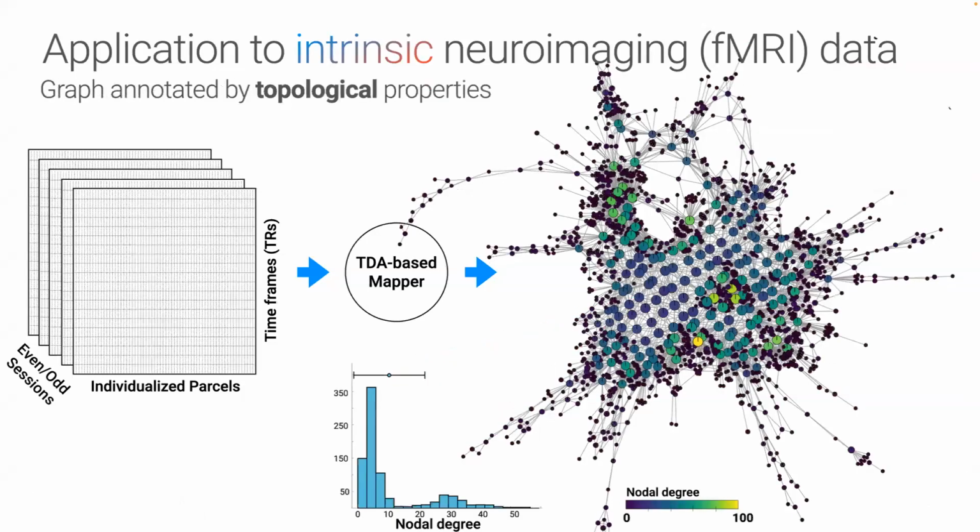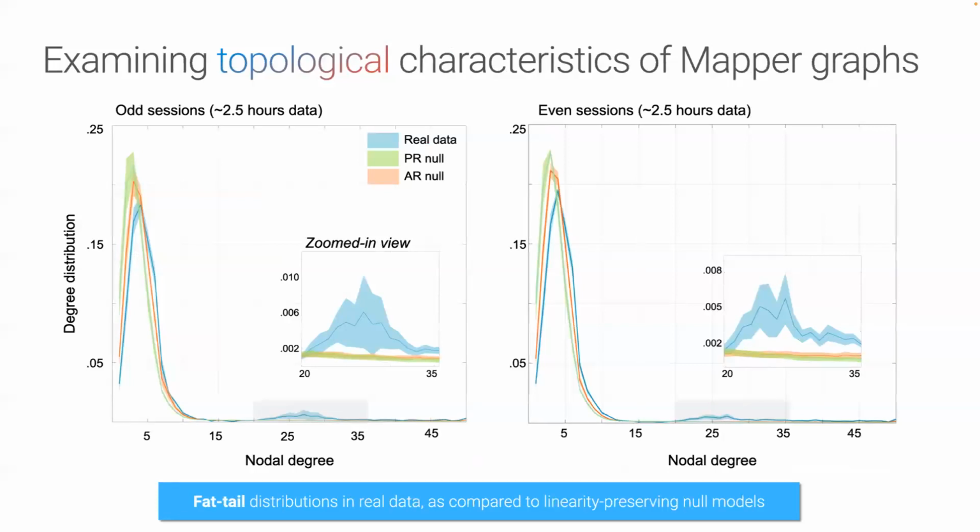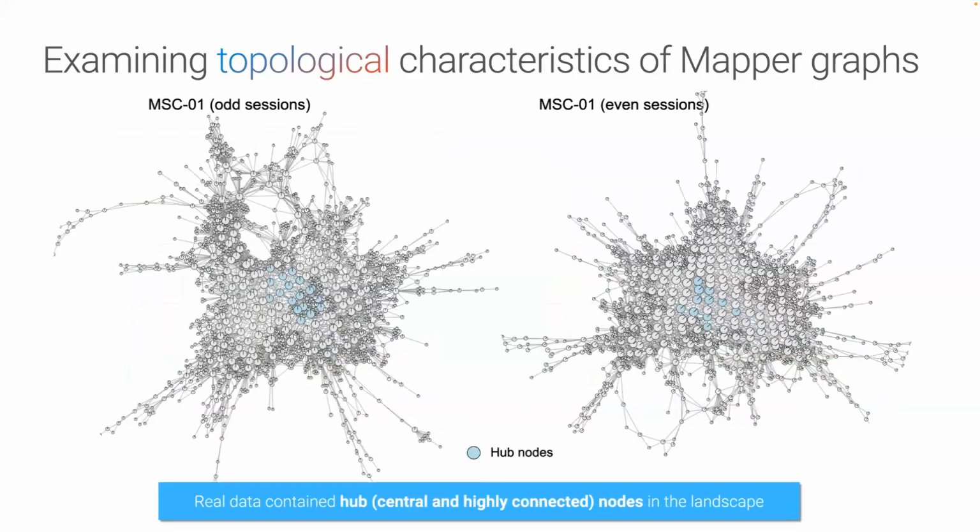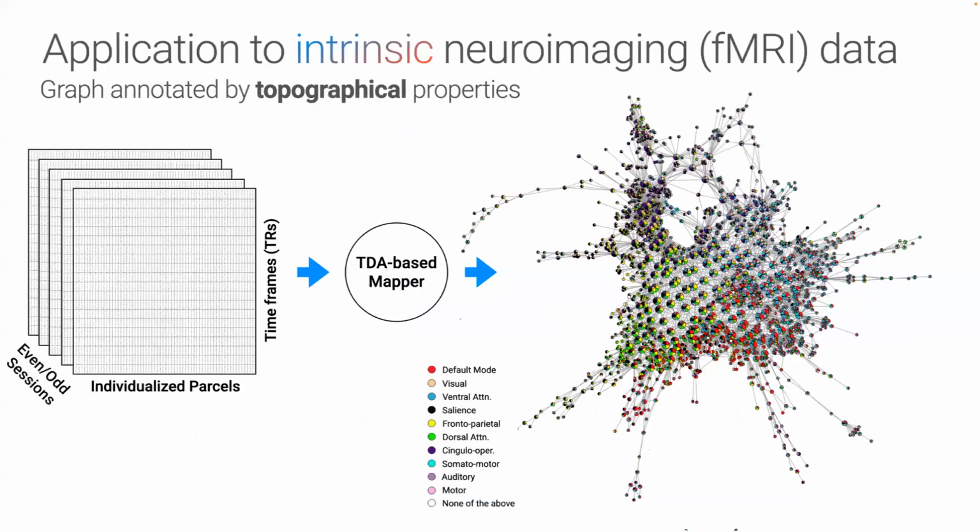There's no task, but you can color them by the topology of the graph itself, like high degree nodes, the degree of the graph itself. And we found a fat tail in the degree distribution in the real data. This is where we found the PR null and MAR null do a better job in picking up differences. This is averaged over all 10 people, even versus odd session, and we found this fat tail, meaning there's existence of hub nodes, or some highly connected nodes, in the manifold that is significant. These are the nodes I'm showing you, roughly in the center of the graph. I'm going to come back to them because these hub nodes turn out to have very interesting properties.